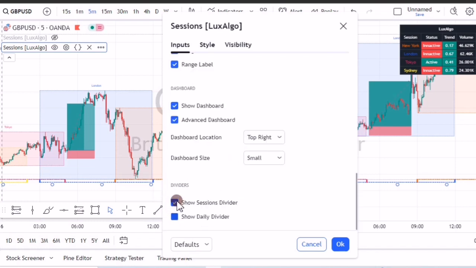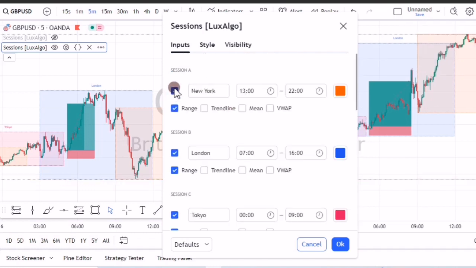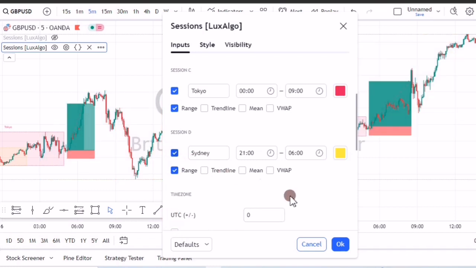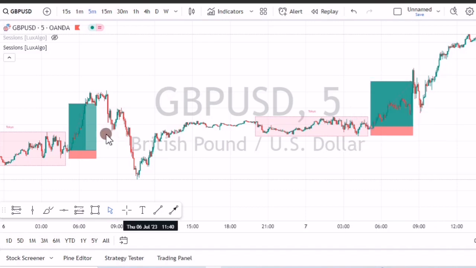Okay, and check the last 4 boxes at the bottom and then scroll up. Let's uncheck New York, uncheck London, leave Tokyo, uncheck Sydney, and then you press OK. I'm sure you can now have a clue why I took these trades. Okay, it's at the ending of Tokyo.